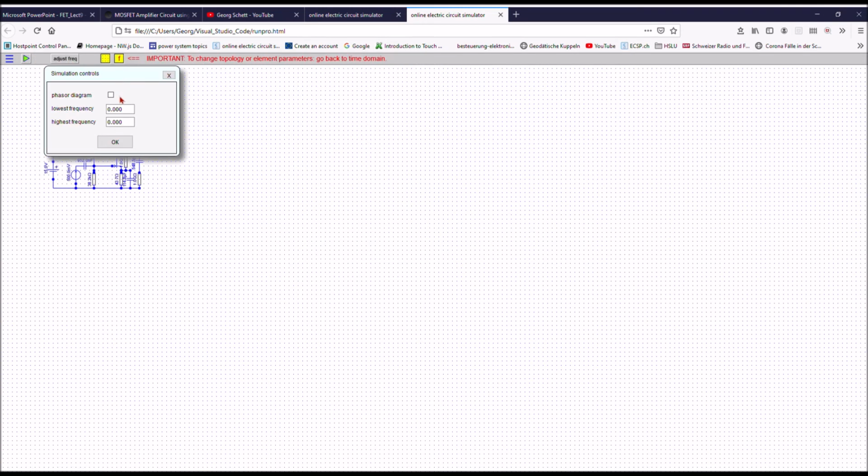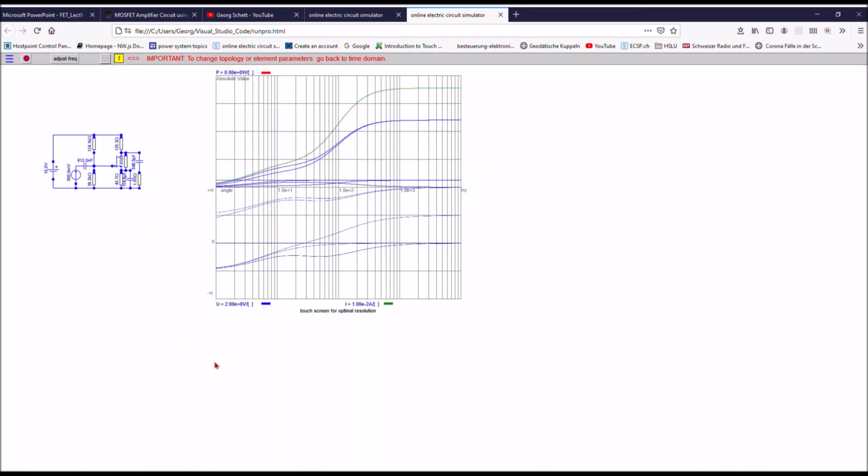We can also go and have a look at the frequency spectrum of this amplifier. So we go to the frequency mode and let's go between 1 Hz and let's say 10,000 Hz. So this is how it looks like. So this is the output voltage. Here we have the input. And on this side we have the phase shift.